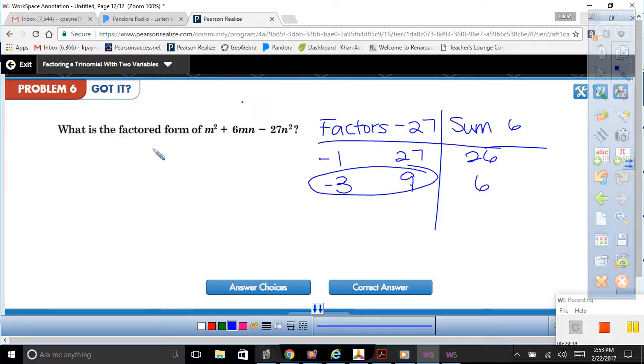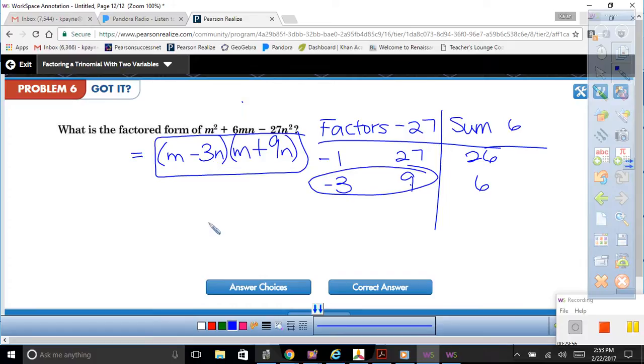That's our sum. So we have m minus 3n. Just attach that n to your number. And then we have m plus 9n. So just attach that second variable to your last term in each binomial. And that is it for 7-5 factoring. So basically all you're going to be looking for are the factors of your last number that have a sum of your middle number, and that's how you're going to write your binomials, and you can always check by FOILing. Good luck.